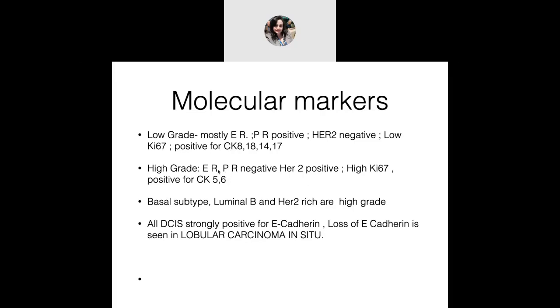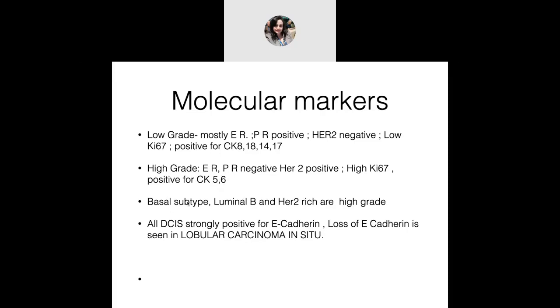So, if you have this type, ER PR negative, HER positive, with high mitotic index, and they are positive for cytokeratin 5 and 6. So this cytokeratin is different in different types of tumors. Okay.